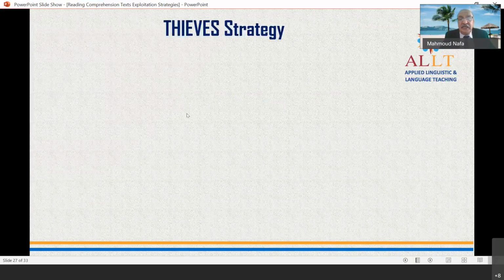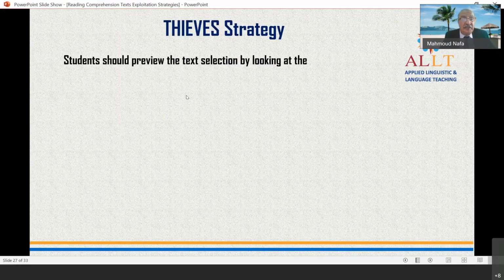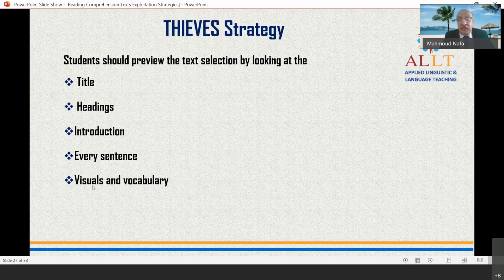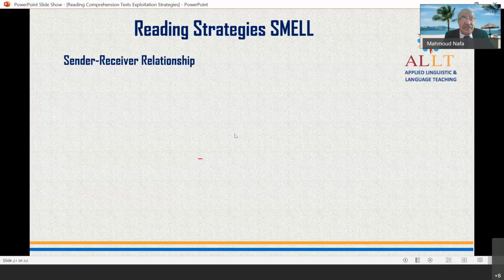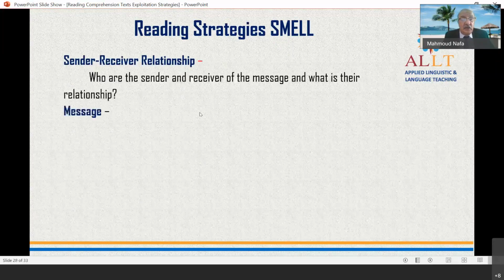Now, this is an excellent strategy for summary. Suppose you would like to paraphrase a book. What will you do? Read the title, then read the headings, then read the introduction, then read every topic sentence, then look at the visual charts, etc., and vocabulary titles, end of the chapters, so you will have an idea and you will summarize the book. Now, this is the psychological smell reading strategy.